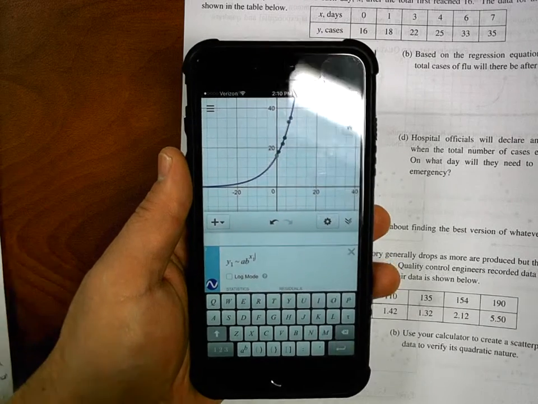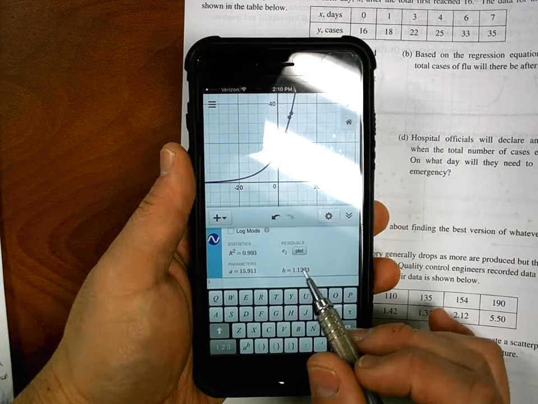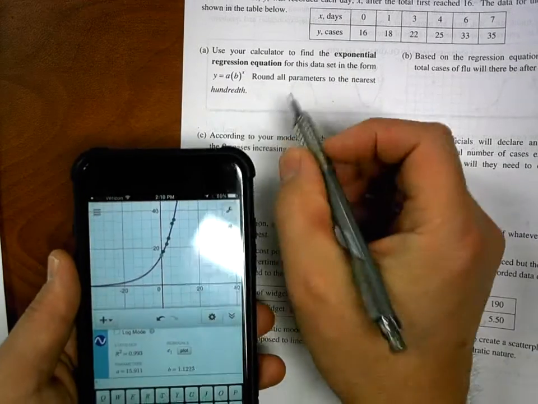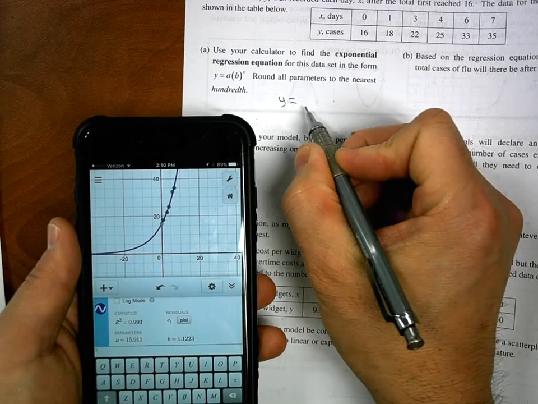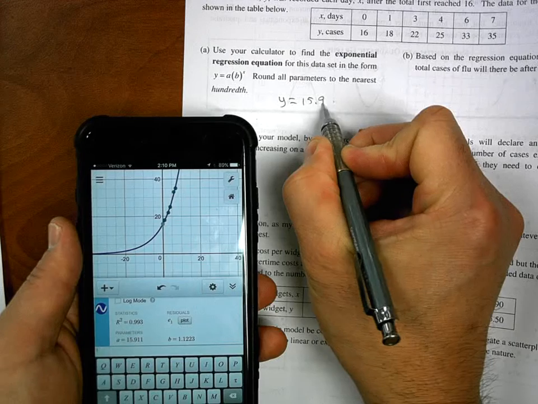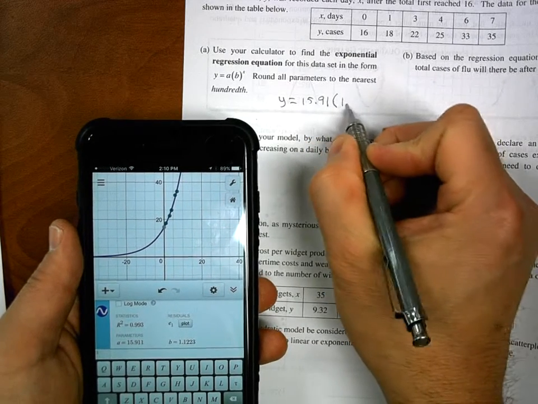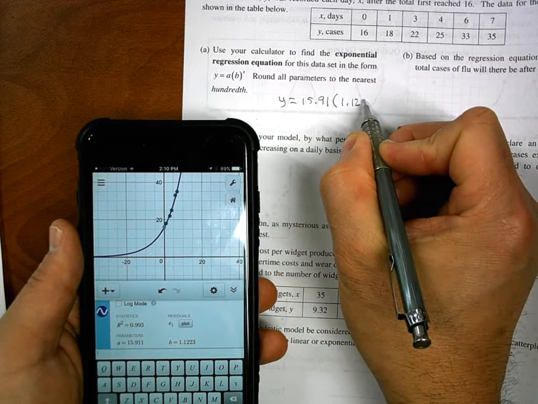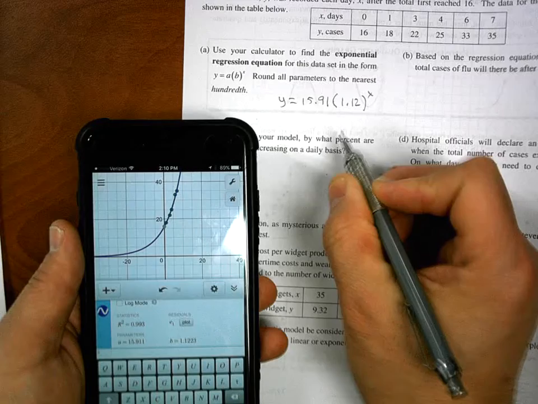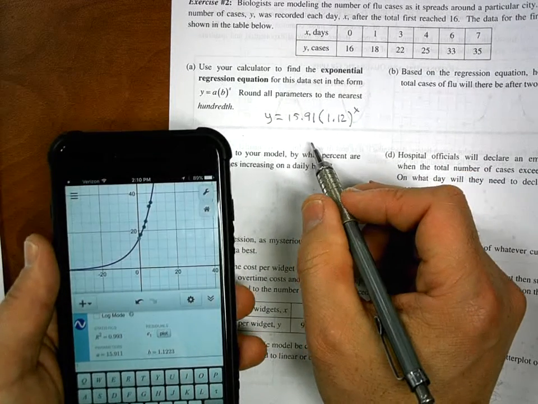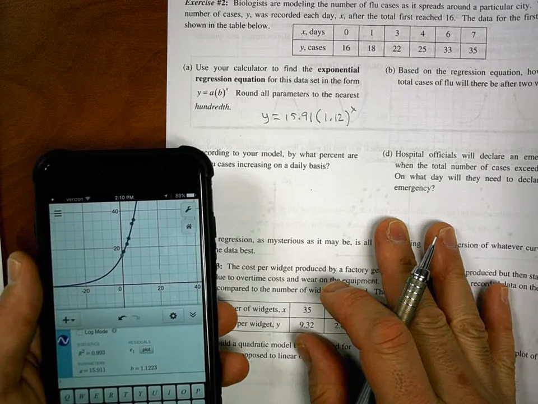Okay, so let me see what they gave as your a and your b. Let's write this down. Round all parameters to the nearest hundredths. So it's y equals a, which is 15.91, b, which is 1.12, to the x. So that is our equation. Do we get that?